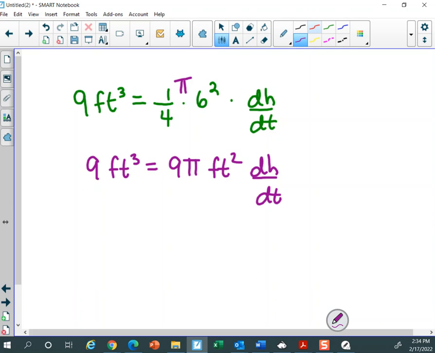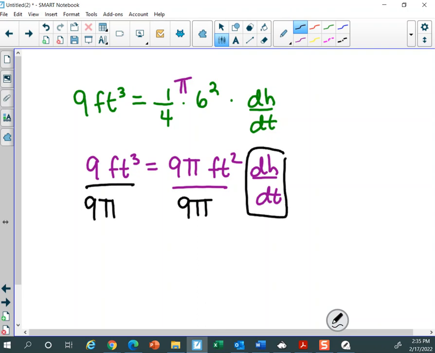It's not pi. If I don't write it down, if I just try to do it in my brain, I often flip things around and do them in the wrong order. I am dividing by 9 pi. I want to isolate this. So if I divide by 9 pi square feet, the pi is in the denominator. 1 over pi.